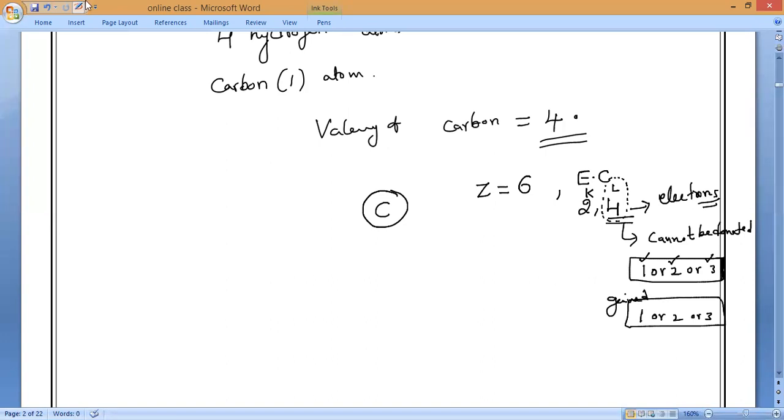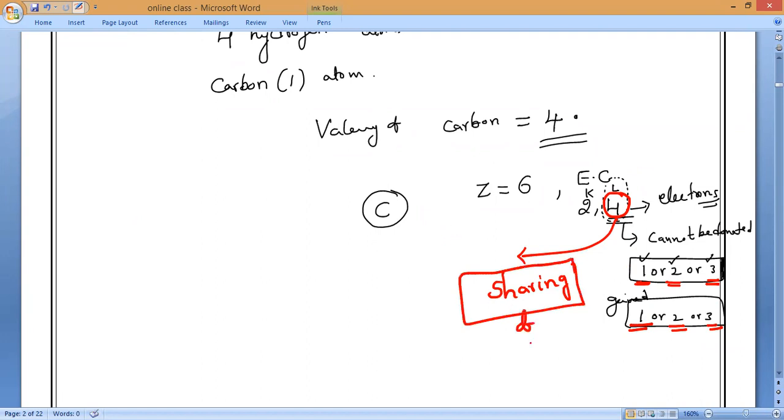Is it okay, everybody? Yes, sir. So either they can donate 1 electron, 2 electrons or 3 electrons. In the same way, they can gain 1, 2 or 3 electrons. If it is 4, then neither loss nor gain. The only option is what, guys? The only option is what? All of you.